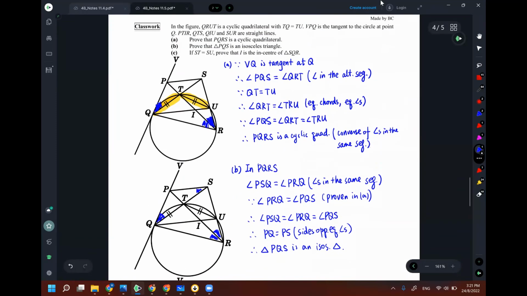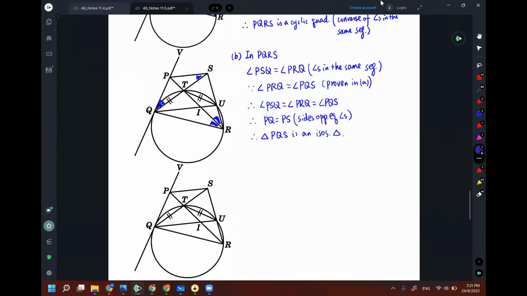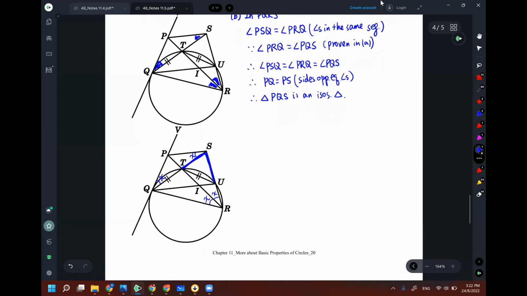Last part. If ST equals SU, prove I is the incenter. Now, so far I have proven a lot of equal angles, so I want to name them. Name the equal angles I have found. Obviously, I have new equal angles now, but the previous ones I found are four equal angles. I name them X, X, X, and X.